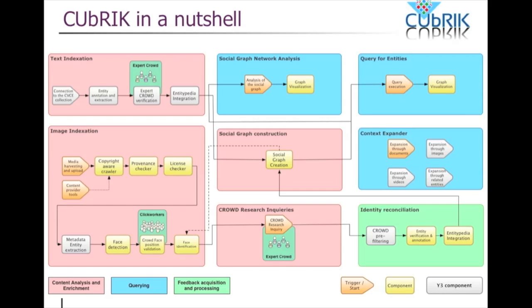At the same time, images in the CVCE collection are first checked for their copyright status, provenance and license status. In a second step, metadata is extracted and faces are detected. As mentioned before, we rely on both machines and a crowd of click workers to complete this task and for the identification of individuals in the photographs. The information of who appears on a photograph with whom, as well as information on co-occurrences of actors and documents, is fed into the social graph component.